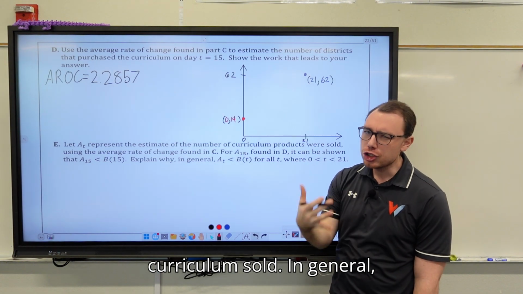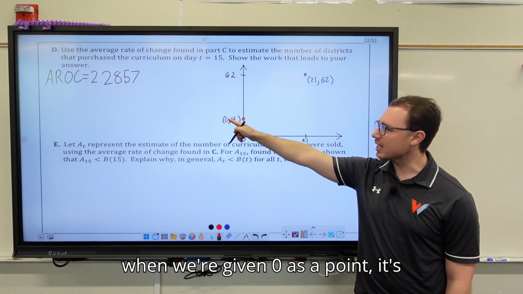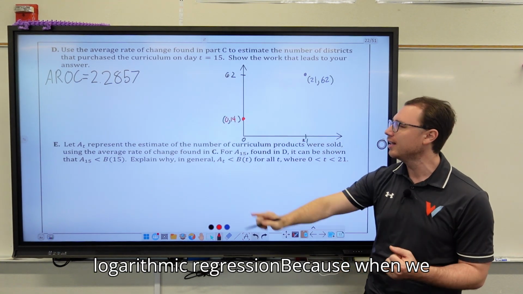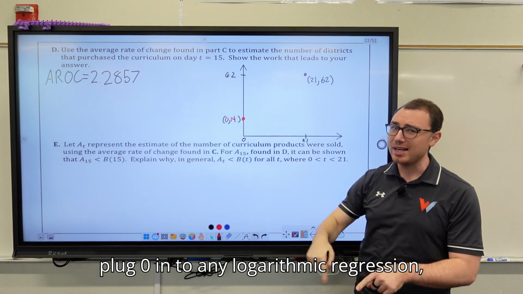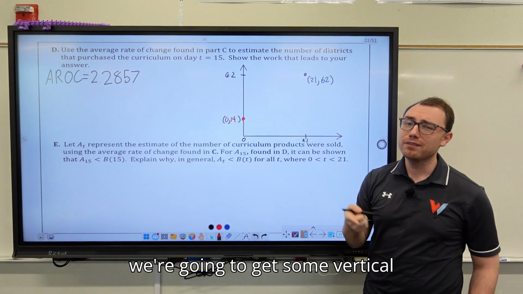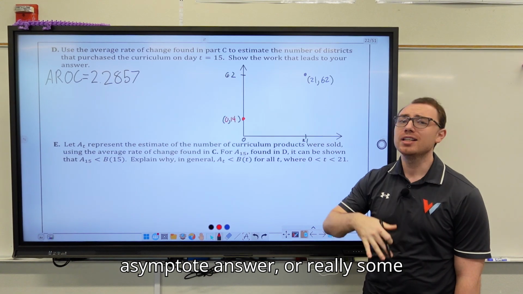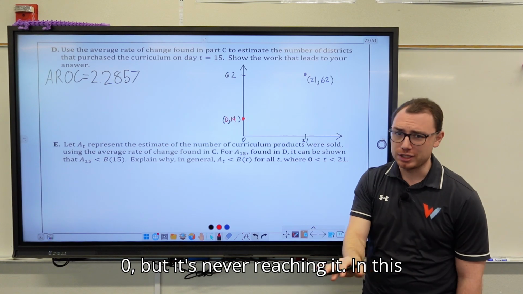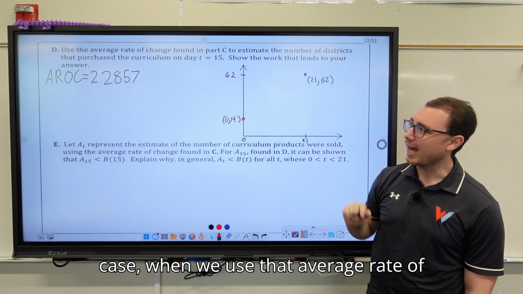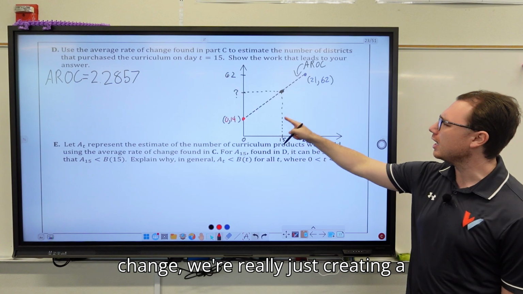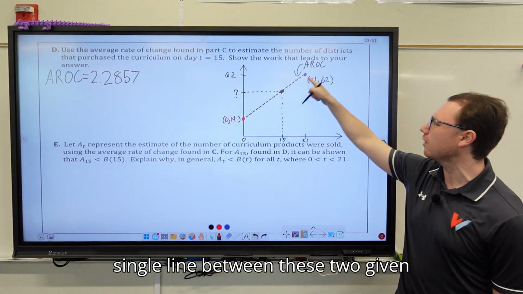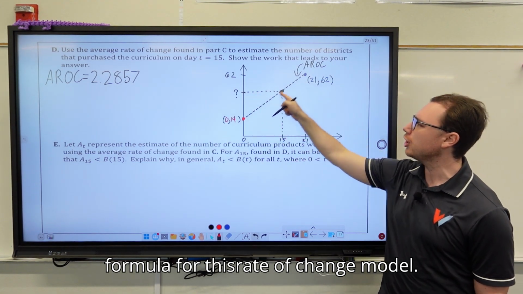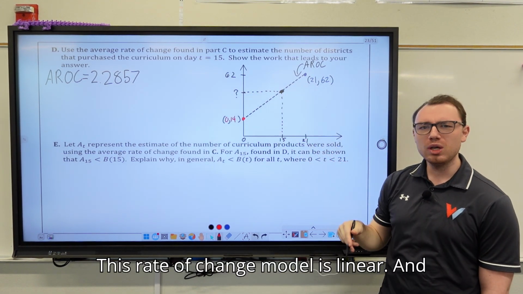In general, when we're given 0 as a point, it's really difficult for us to use a logarithmic regression because when we plug 0 into any logarithmic regression, we're going to get some vertical asymptote answer, or really some discontinuity where it's approaching that 0, but it's never reaching it. In this case, when we use that average rate of change, we're really just creating a single line between these 2 given points and then adding this formula for this rate of change model. This rate of change model is linear.